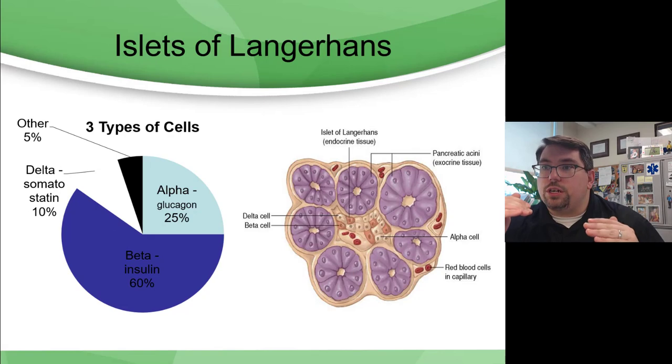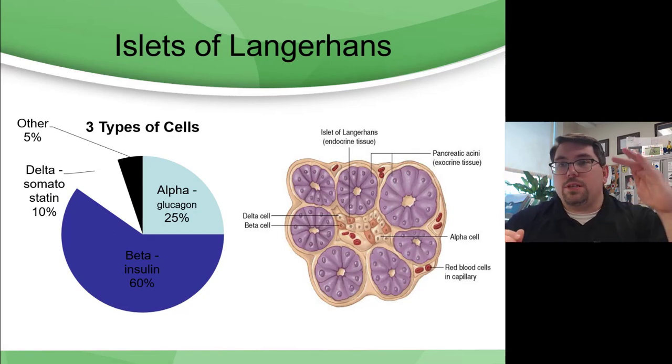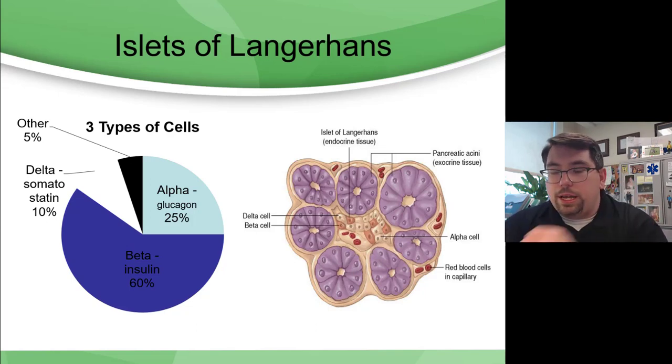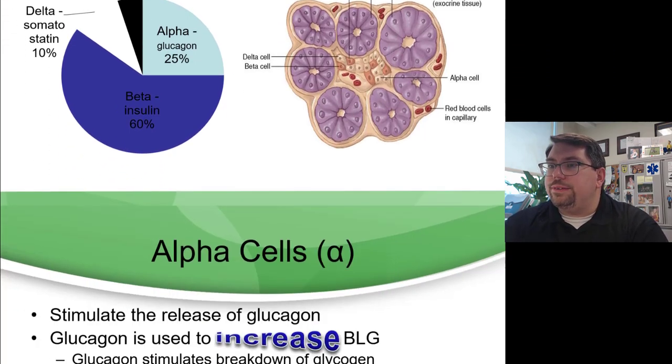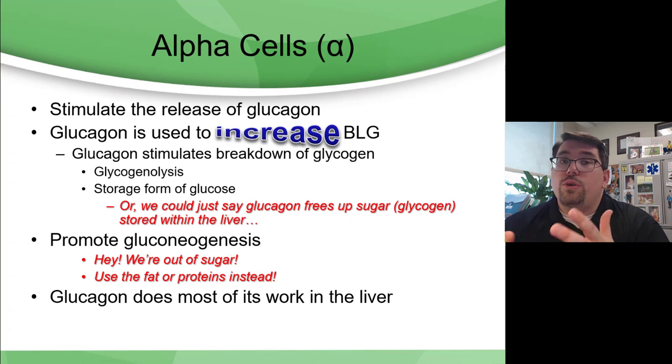Insulin brings down your sugar, glucagon has to bring it up, but at some point it has to level out to maintain that homeostasis, and that's where those delta somatostatin 10% cells exist. There are other remaining cells in there as well, and they make up about 5% of the islets of Langerhans. So let's go into this a little bit deeper.